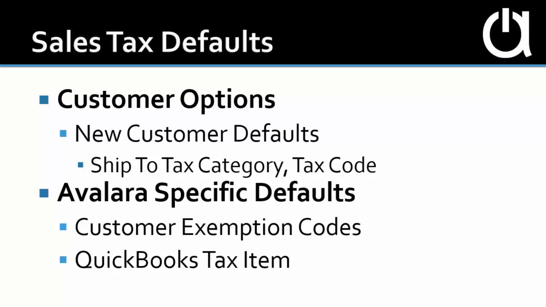You'll also need to select the QuickBooks tax item to be used during the sync on the sales invoice. Since the tax amount is synchronized as its own line item on the invoice, this tells Acctivate which line item to use. And again, this is all done in Configuration Manager.